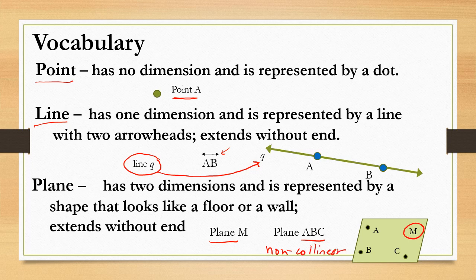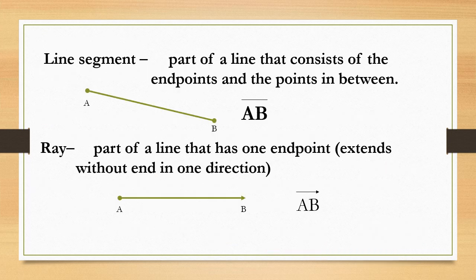All right, so moving on to the next one to define, line segment. A line segment is just part of a line that consists of the endpoints and the points in between. So it's also denoted by 2 letters. If you will look at that symbol though, there are no arrowheads on that symbol.